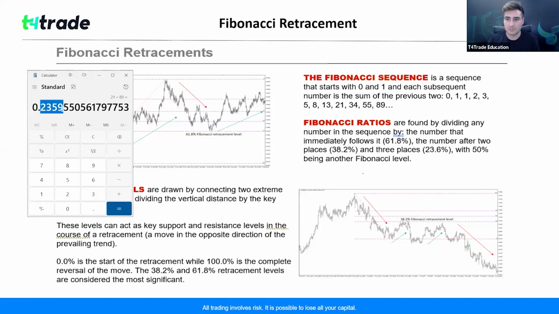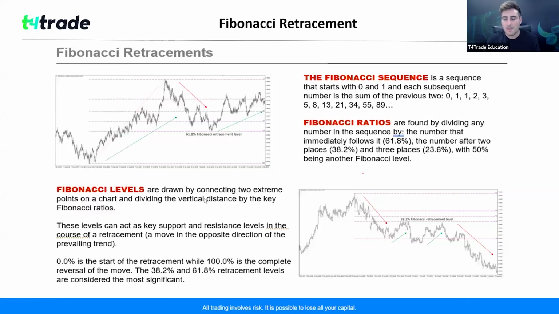Okay, so the number that you choose, divided by the one that follows it, gives you 61.8. The number that you choose, divided by the number two places down the line, gives you 38.2. Choose a specific number and go 3 numbers down the line and divide that, you get 23.6. This is how the ratios are calculated. Okay, so now that we've done these calculations, how do you apply that to your chart?